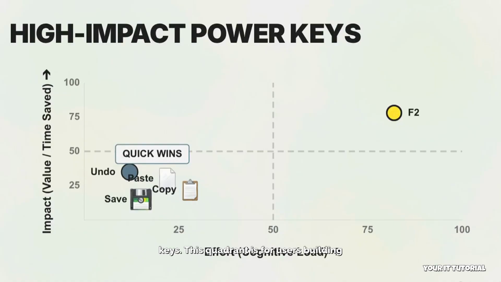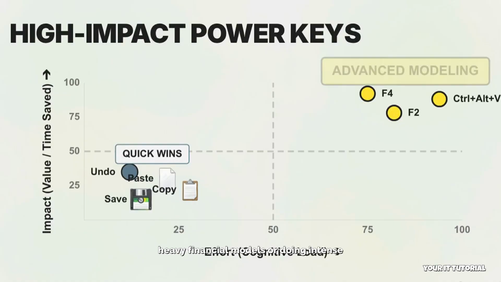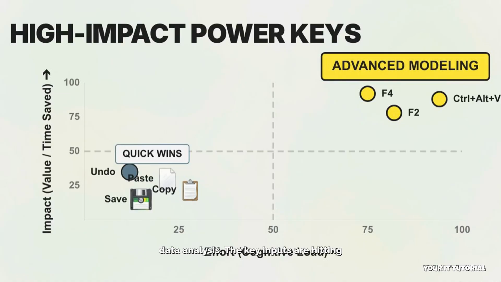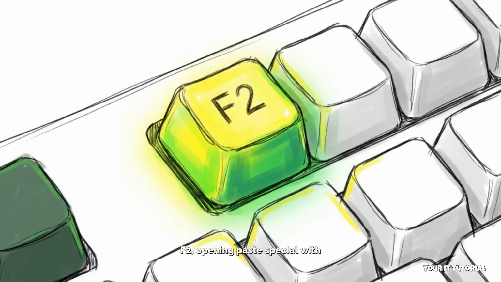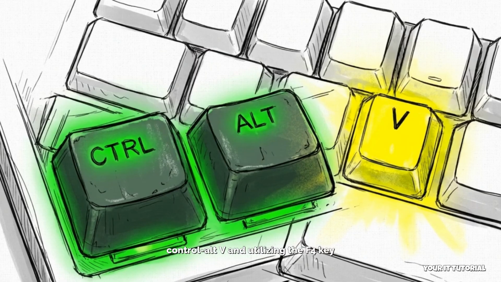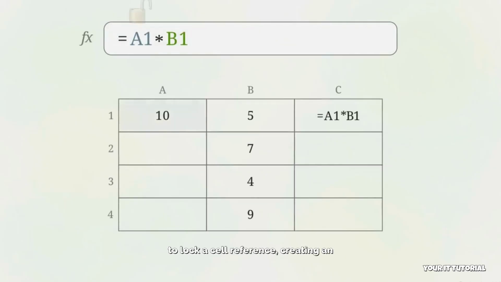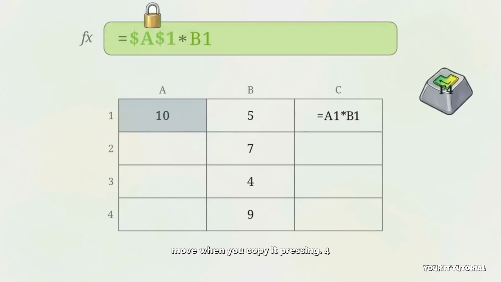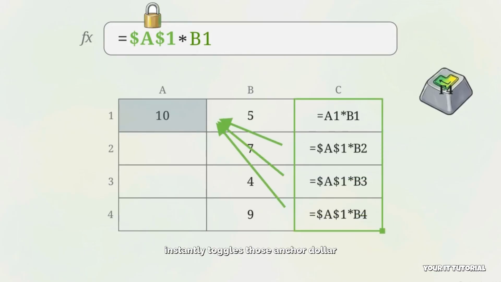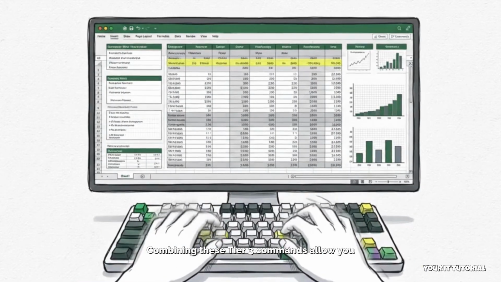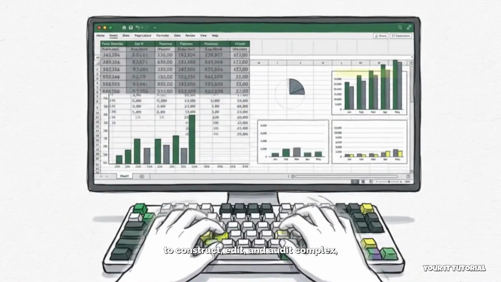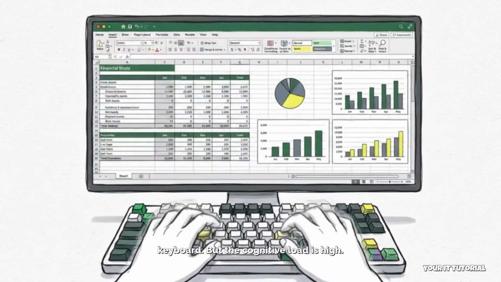Looking back at our matrix, we reach Tier 3, the power keys. This quadrant is for users building heavy financial models or doing intense data analysis. The key inputs are hitting F2, opening Paste Special with Ctrl-Alt-V, and utilizing the F4 key. When you are writing a formula and need to lock a cell reference, creating an absolute cell reference so it doesn't move when you copy it, pressing F4 instantly toggles those anchor dollar signs without any manual typing. Combining these Tier 3 commands allows you to construct, edit, and audit complex, unbreakable models entirely from your keyboard.